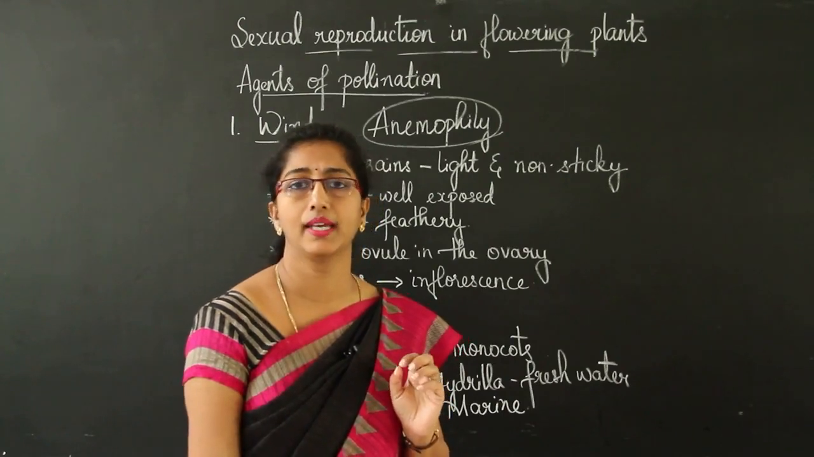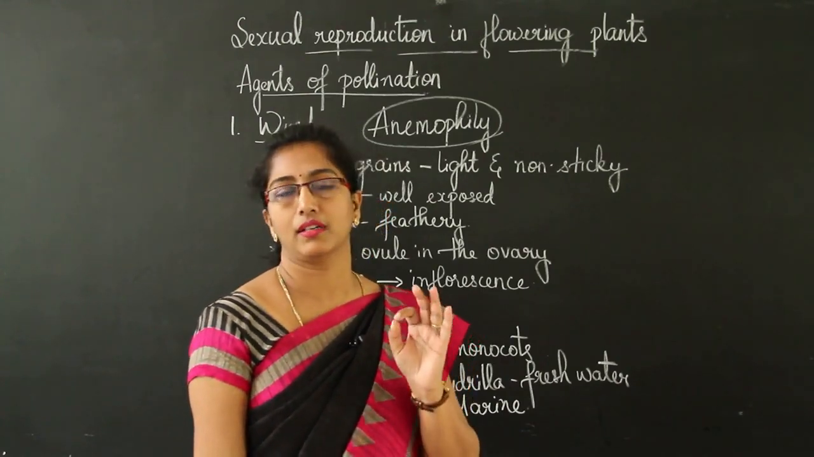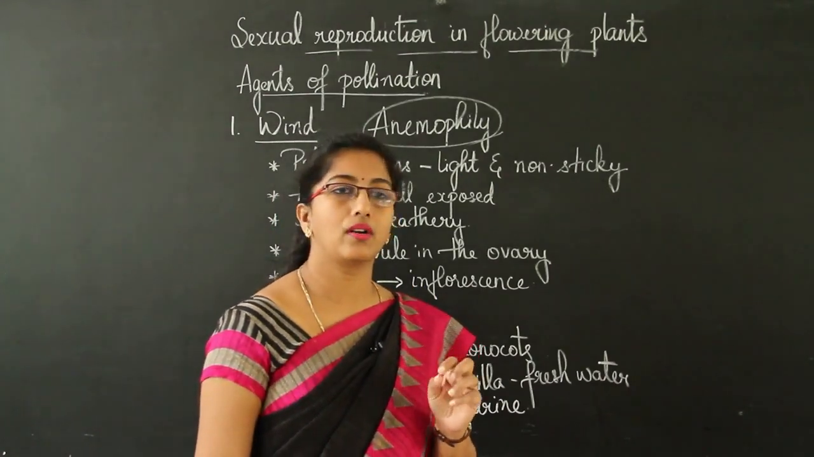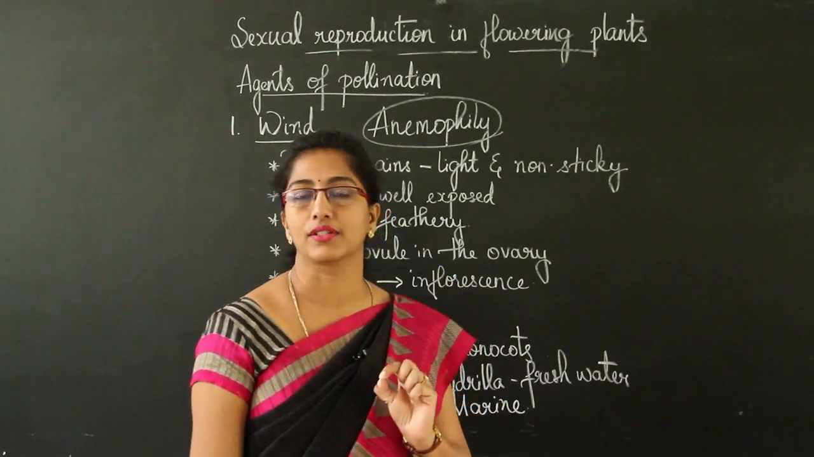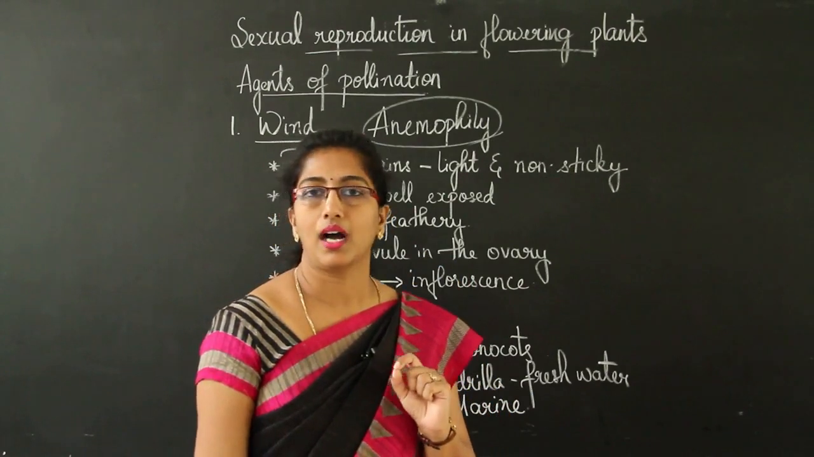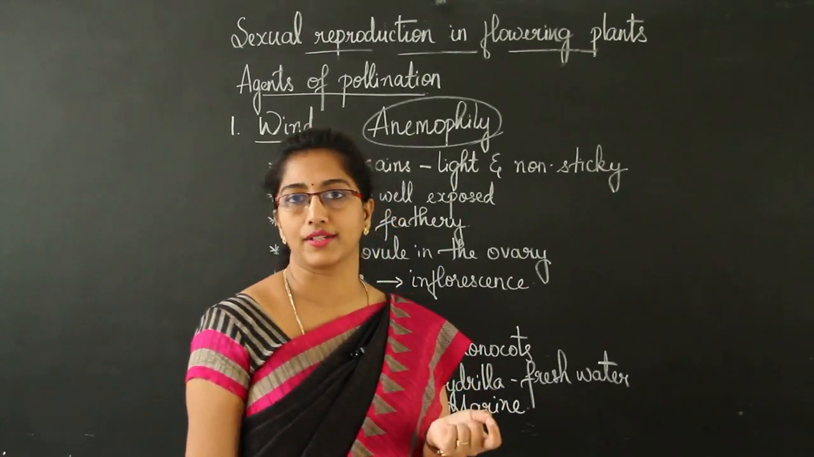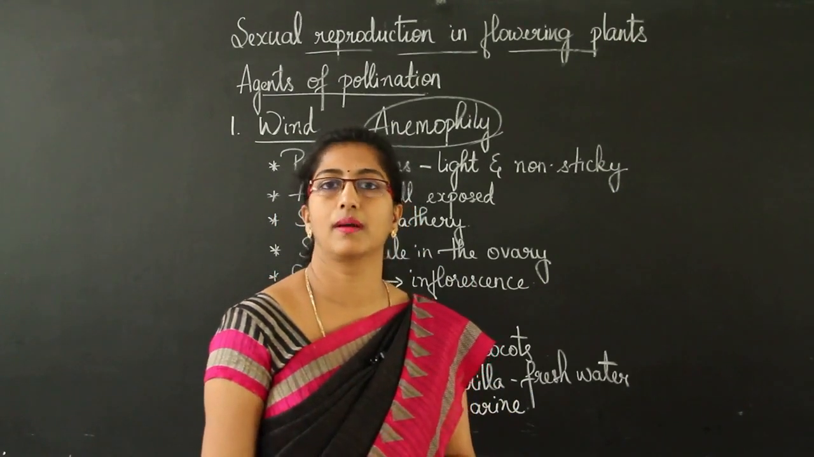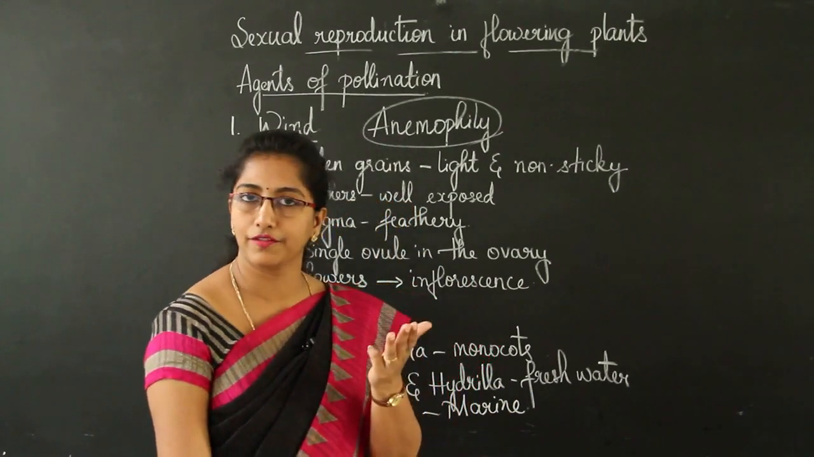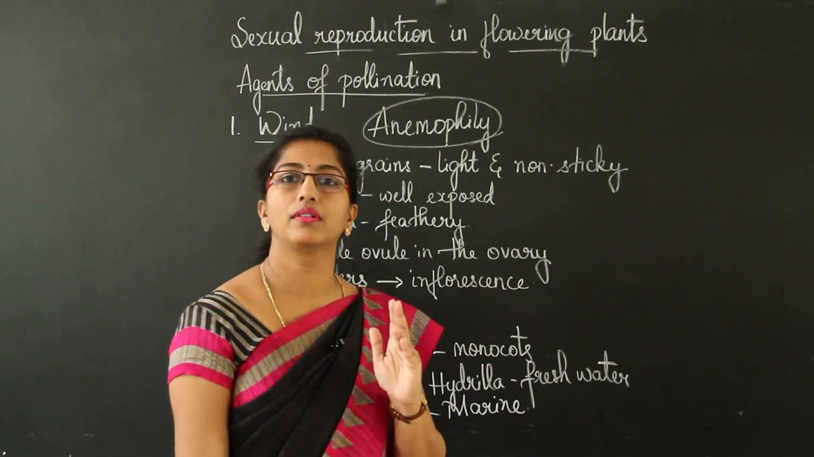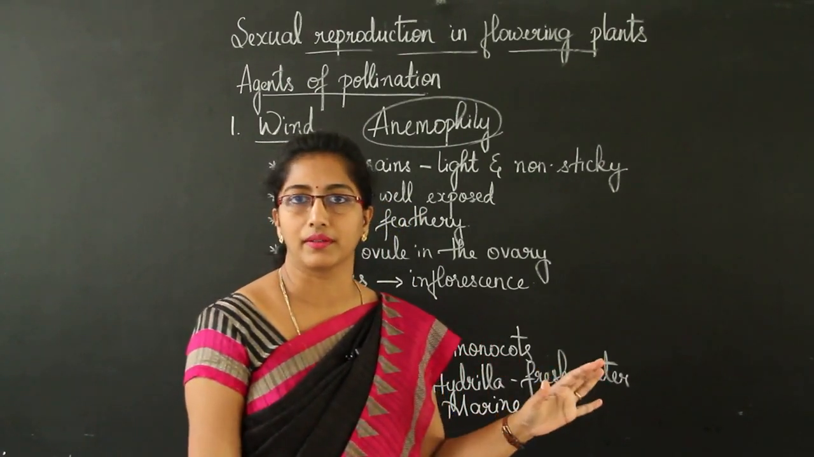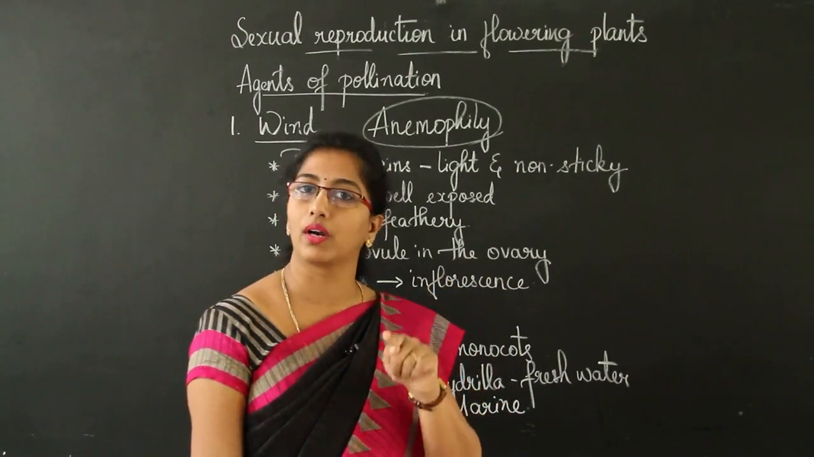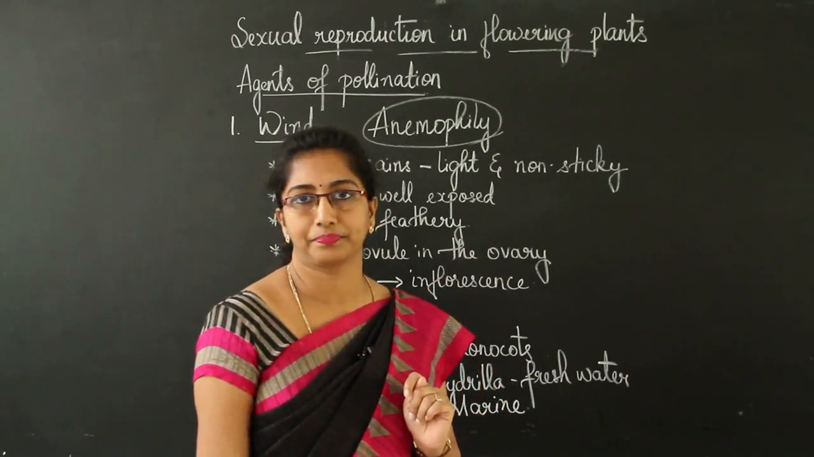Especially in bryophytes and pteridophytes, we say that because of this limitation, these plants are not well flourished. Angiosperms are the well flourished plants. These bryophytes and pteridophytes, we don't find them anywhere and everywhere. The limiting factor is this one, because they require water for pollination.